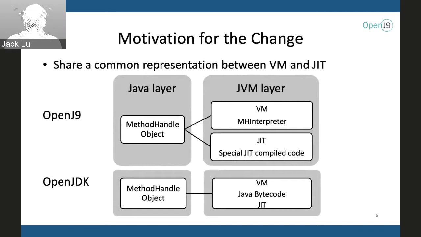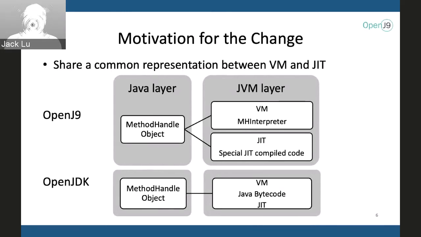The motivation behind this change is to share a common representation of method handles across the virtual machine and the just-in-time compiler, which removes some of the limitations that we currently have with the existing implementation. In the current implementation of OpenJ9, the virtual machine and just-in-time compiler each has a separate design on how to handle method handle operations. As shown on the slide, VM uses a native MH interpreter to interpret and execute the method handle, whereas JIT would recognize all the method handle methods and create special JIT code to handle them.